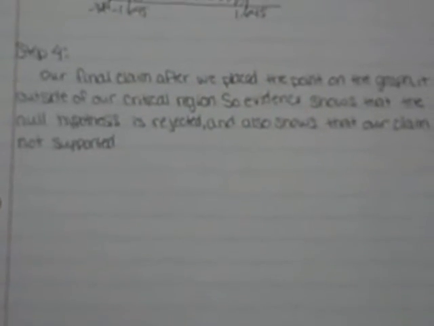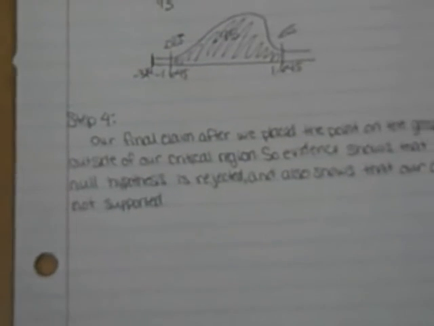As shown in our graph, we had to place that, and it falls on the left-hand side of negative 1.645, so it is in our critical region. Our final claim after we placed the point on the graph: it was outside of our critical region. So evidence shows that the null hypothesis is rejected and also shows that our claim is not supported.